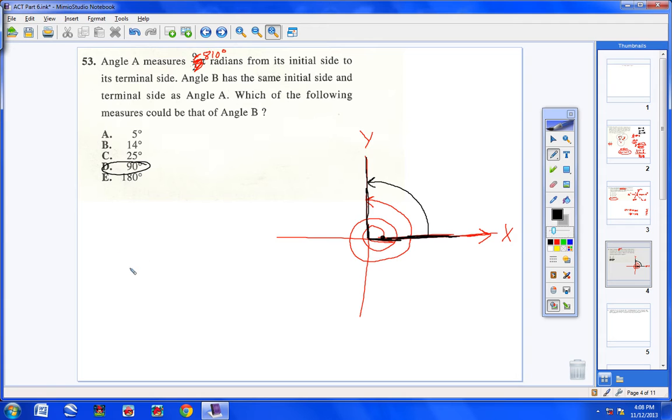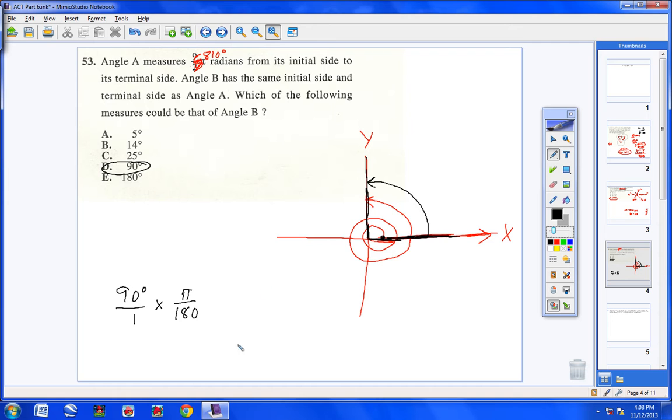And by the way, if you ever have to convert degrees to radians, like if you wanted to convert 90 degrees over to radians, instead of multiplying by 180 over pi, you multiply by pi over 180, the reciprocal. So keep that in mind in case you have to do that on the ACT test, okay? So if you're converting from degrees to radians, multiply by pi over 180. If you're converting from radians to degrees, it's 180 over pi.